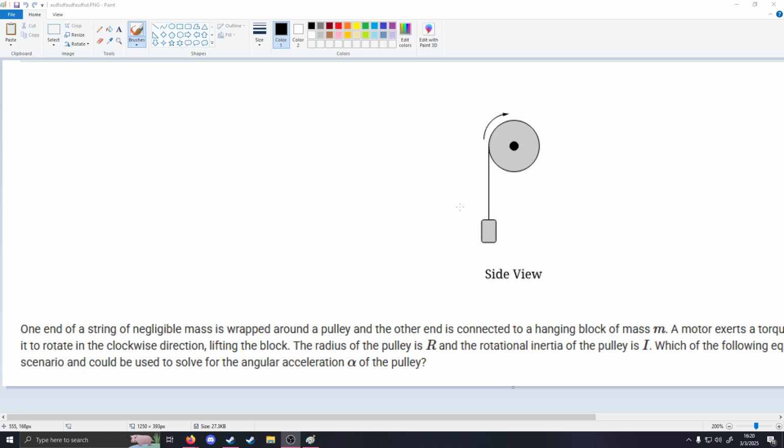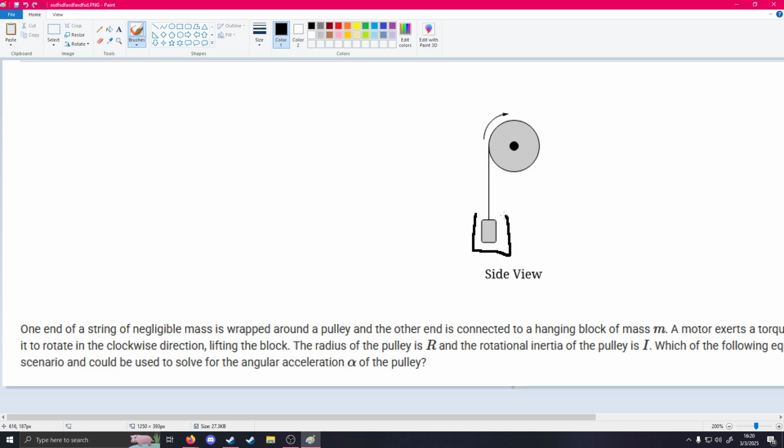So we're first going to take a look at this block here. If we look here, there's two forces acting on the block. We have the tension force of the string, which I'm just going to call F of t, and we have the downwards force of gravity, which we're just going to call mg, because that's a physical constant, so they're not going to scream at us.